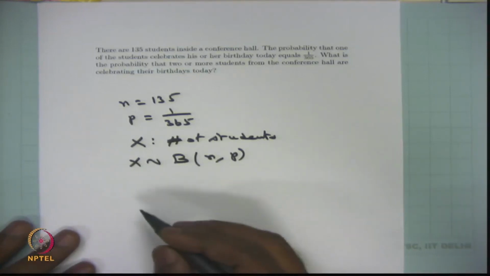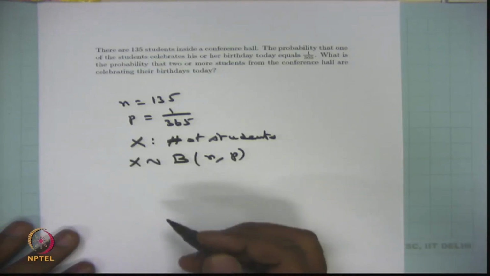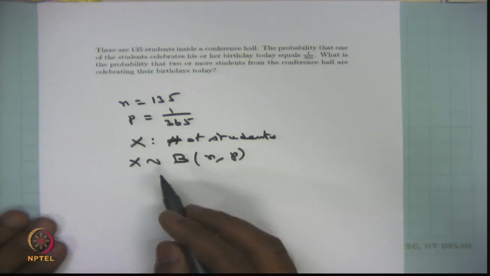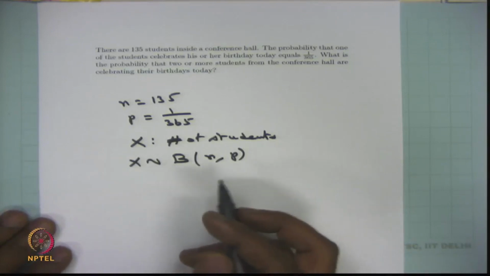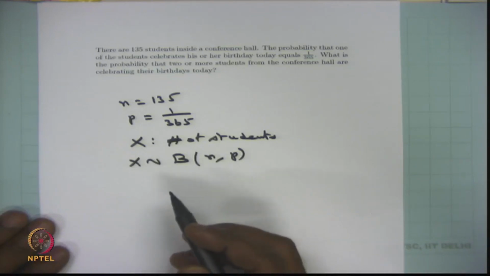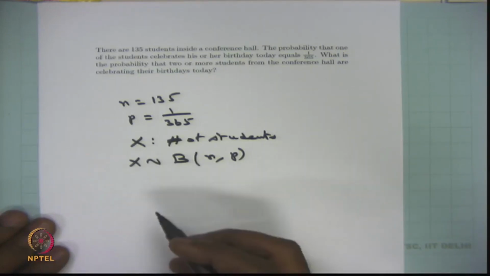By doing this, I can get the probability of X greater than or equal to 2 by applying the binomial distribution probability mass function and so on. Here we should observe that n is 135 and p is small: n is very large and p is almost close to 0. Even though we say p is in the open interval 0 to 1, here the probability of success is very small. Therefore, it is good to approximate this binomial distribution with the Poisson distribution.